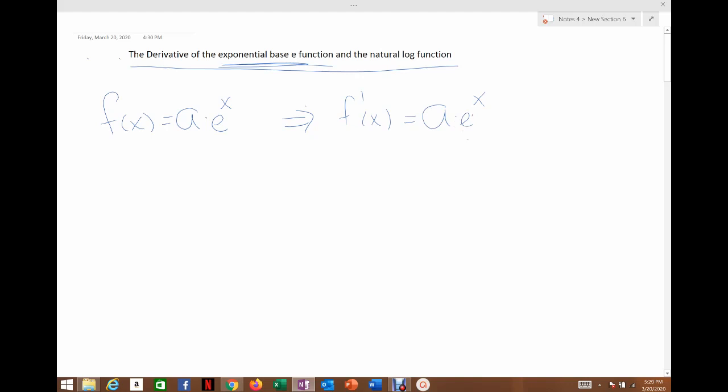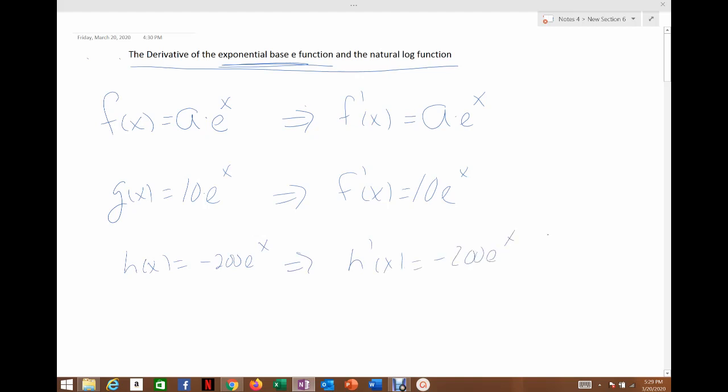And that's kind of unique to the exponential base e, which is why we deal with the base e in this class. If it was another base, we'd have to use something else. So base 2, base 10 doesn't work out as nicely. Alright, so we will always do our applications base e. And so if I have a function, 10 times e raised to the x, its derivative literally is the same thing, 10 e to the x. Right? If I have negative 200 e to the x, its derivative is negative 200 e to the x.